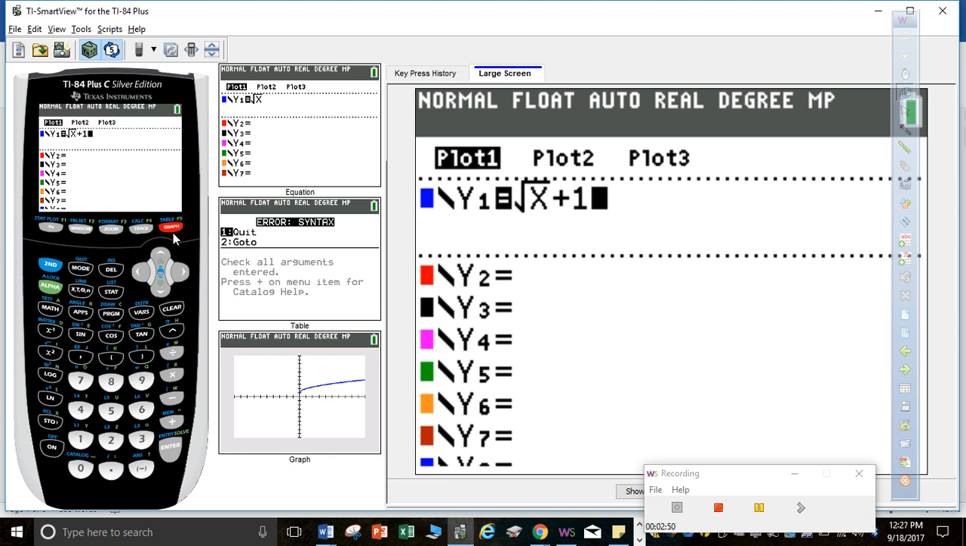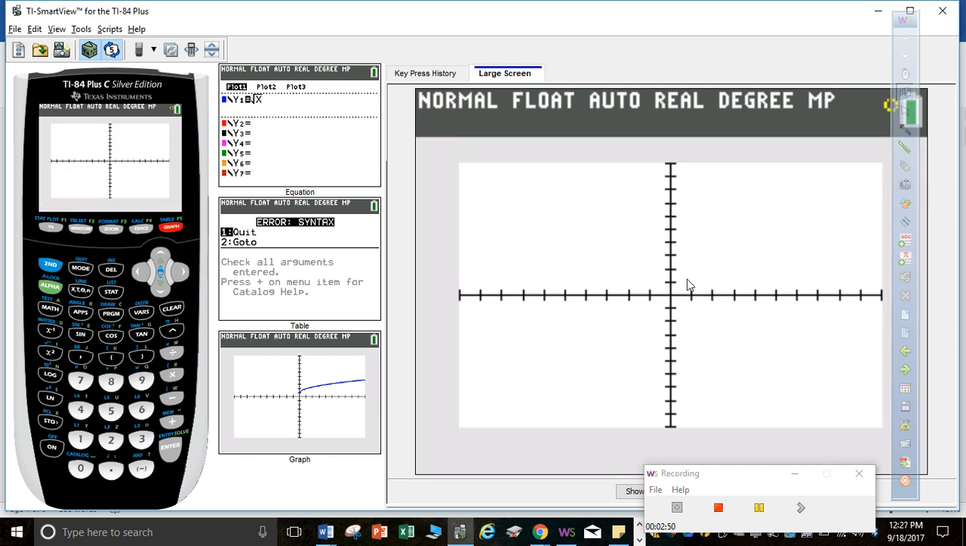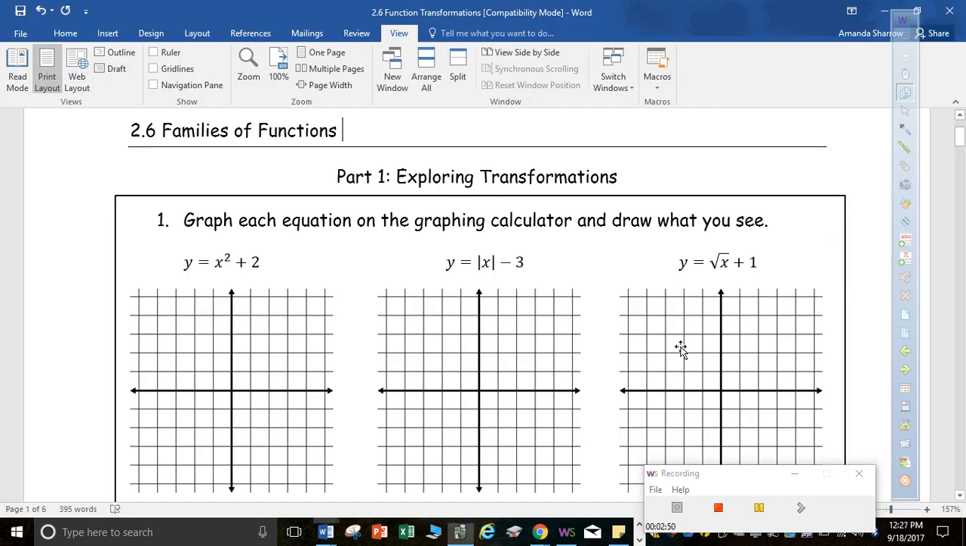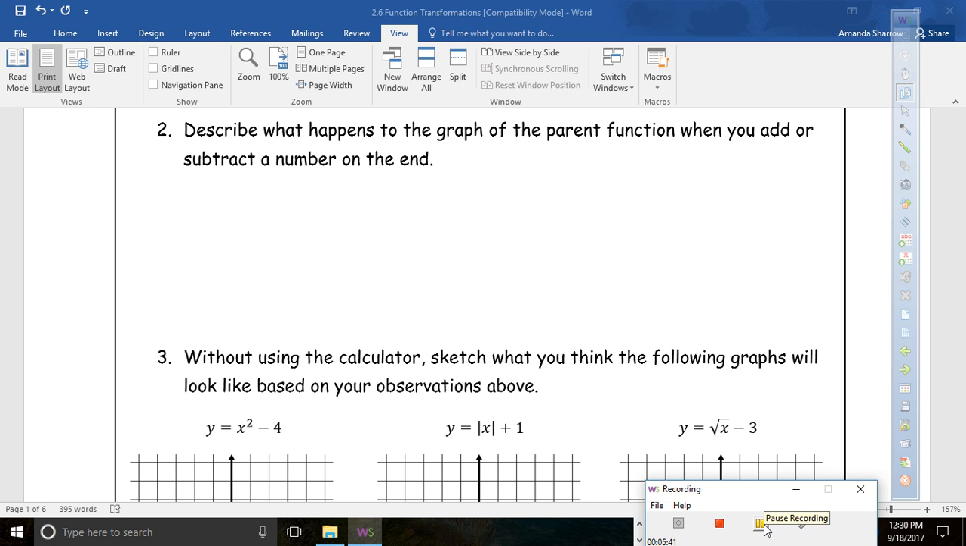So let's go over here and take a look at our graph. And you can see there's been a change there by adding that 1 on the end. And so you're going to go ahead and draw what you see here.